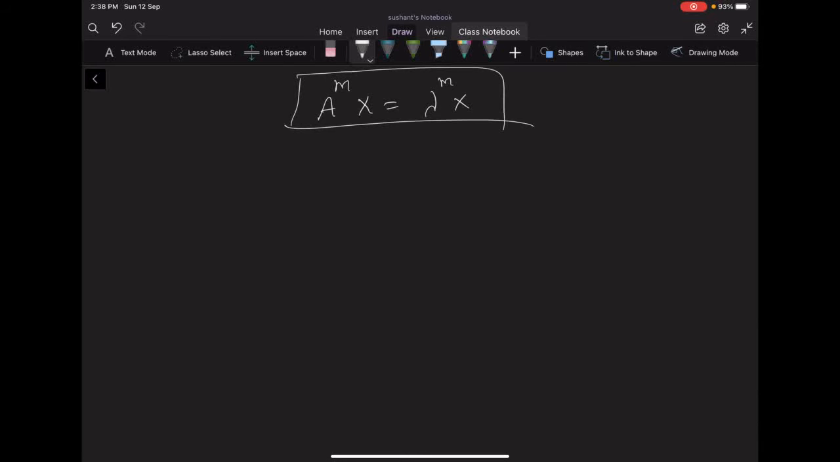Now we will see some important points related to eigenvalues. The first important point is that the sum of the eigenvalues is equal to the trace of the matrix A. Trace is the sum of the diagonal entries, and this trace equals the sum of the eigenvalues. The product of the eigenvalues equals the determinant of matrix A. These two properties are very important for eigenvalues.